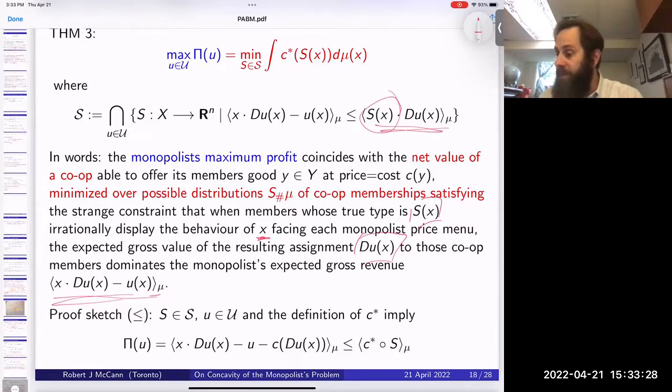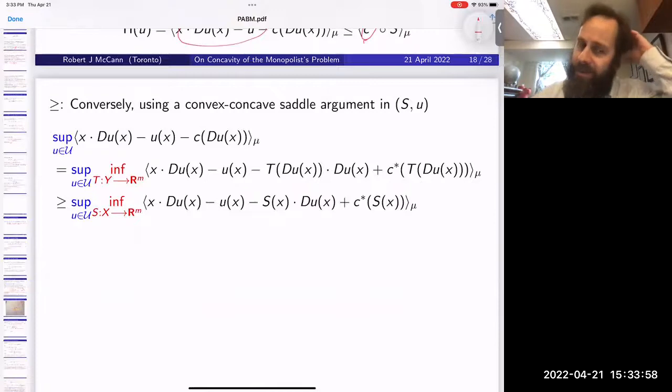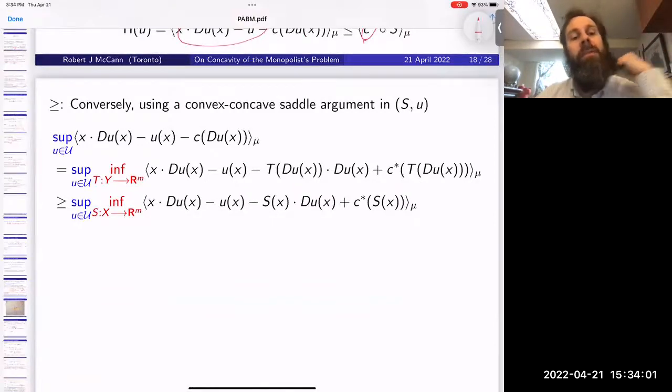And so one of these inequalities is pretty clear. If this holds, I can replace this term here by Sx dot grad U, and then the definition of C star, the Legendre transform, tells me that Sx dot grad U minus C is less than C star composed with S. And the reverse inequality is the usual kind of convex duality a la Rockafellar-Rochet. It's sort of a saddle argument, and I probably don't have time to do it justice.